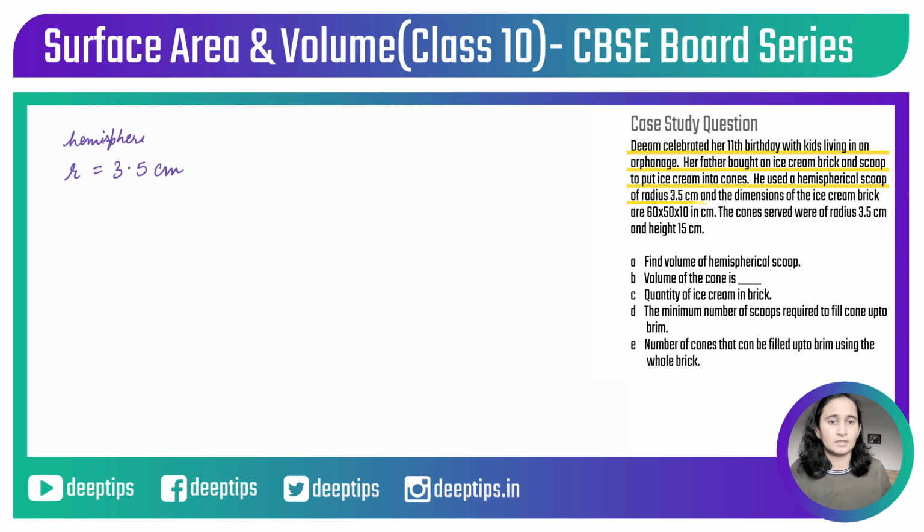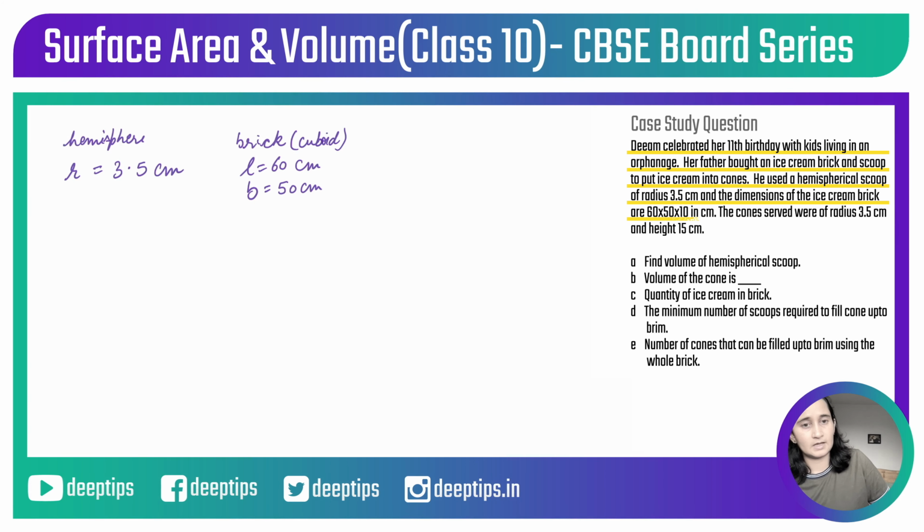Let's read further. And the dimensions of the ice cream brick are 60 by 50 by 10 in centimeters. So when length, breadth and height are given, it is very clear that the brick is cuboidal in shape. So we can write here that the brick, which is a cuboid, has dimensions: length 60 centimeter, breadth 50 centimeter and height 10 centimeter. So I have the dimensions for the cuboid also, and this is my scoop, hemispherical scoop.